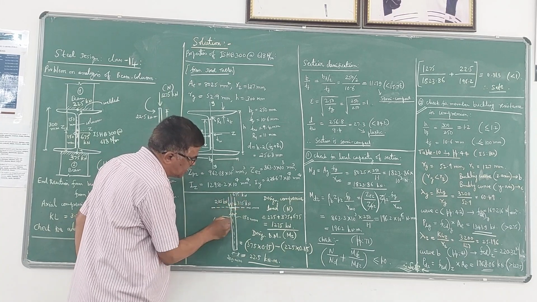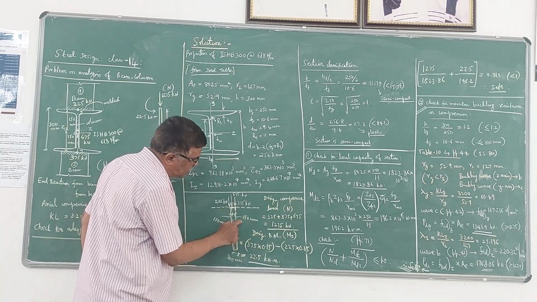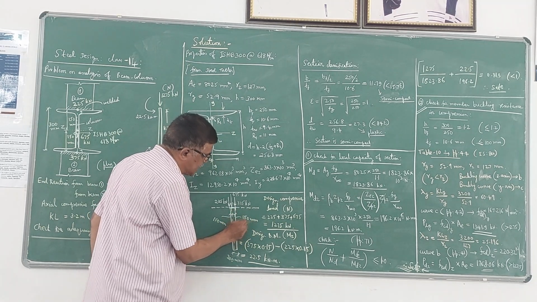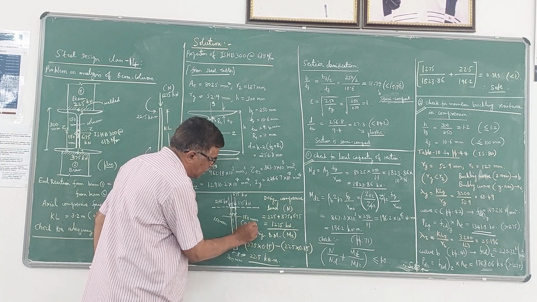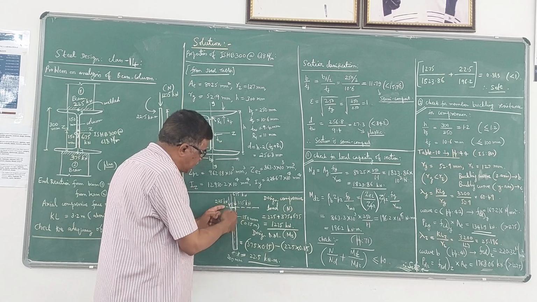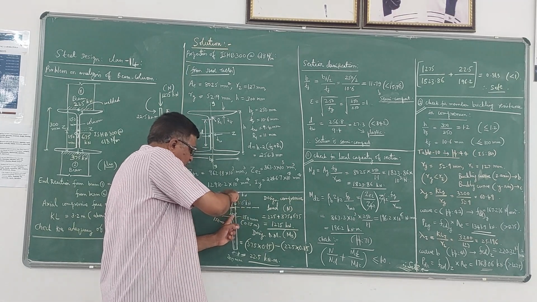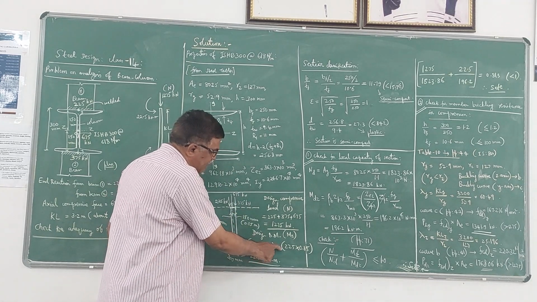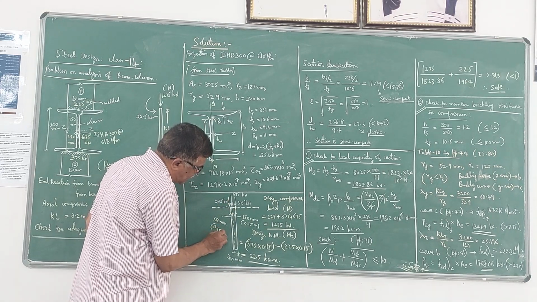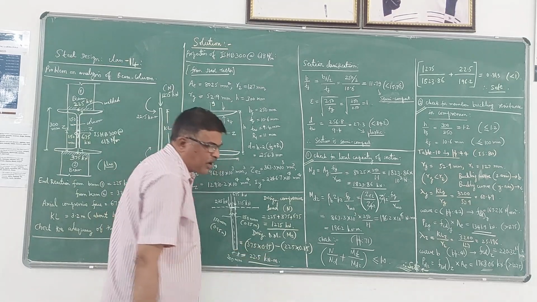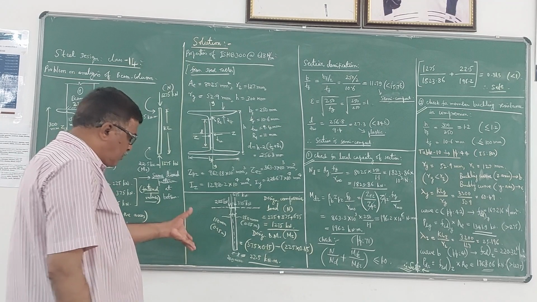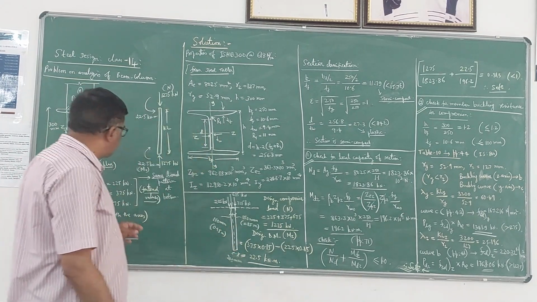So moment due to this will be 375 kilonewton into 150 mm. This can be converted to meters, which comes out to be 0.15 meter. So 375 into 0.15, that is clockwise. And the moment due to this 225 kilonewton will be anti-clockwise, therefore minus 225 into the same distance, 0.15 meter. If you simplify that, it is 22.5 kilonewton meter. So this is the moment that is acting both at the top and bottom.